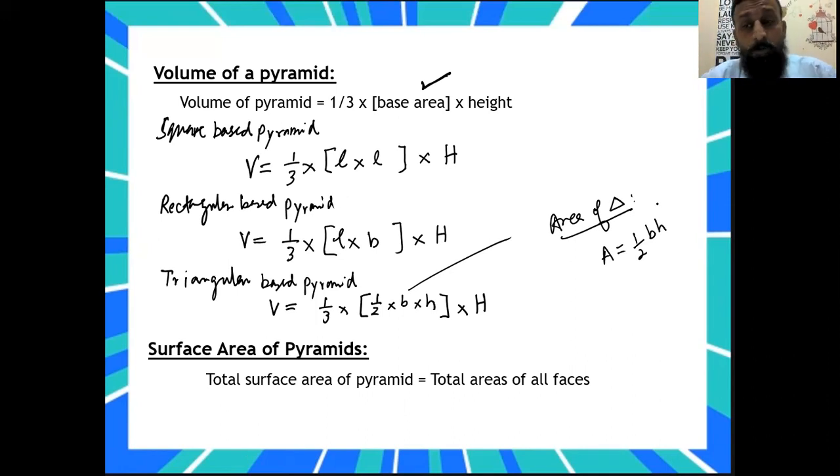Okay, so we need to be very much careful with the base area of the different types of pyramid. Now, surface area of pyramid. This is something very simple. The surface area of the pyramid is equal to the total areas of the faces, of all the slant faces and the base. We simply add up their areas and we get the total area. Hope it makes sense to you guys.